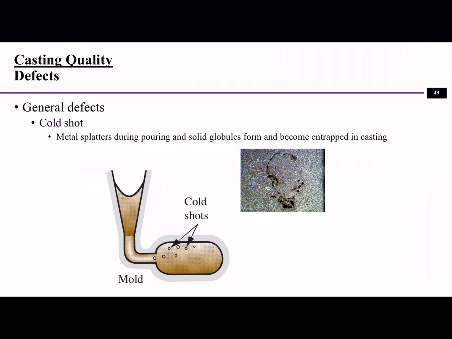Another type of defect is a cold shot. We probably see this a lot. A cold shot means the metal spatters during the pouring, and solid globules form and become entrapped in the casting. So this is a cold shot.